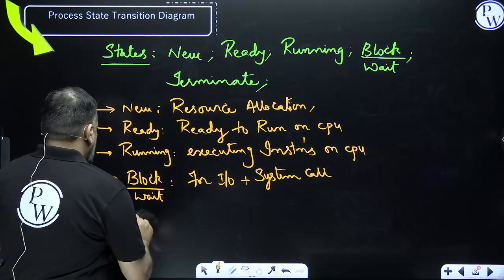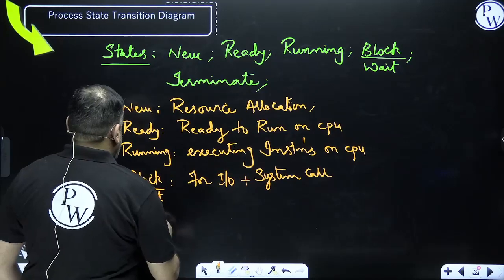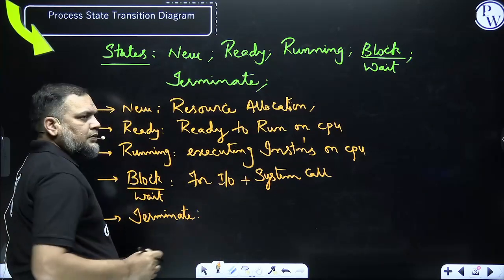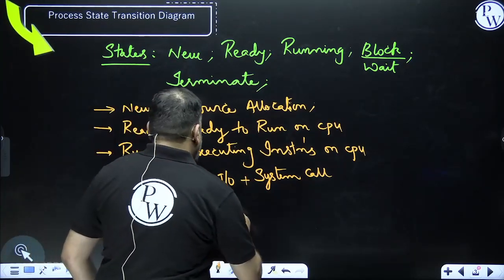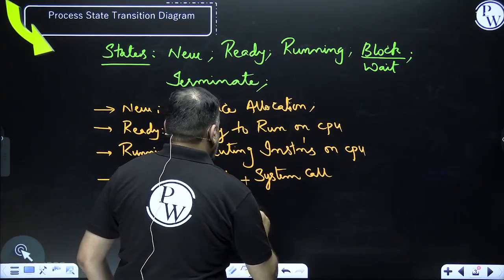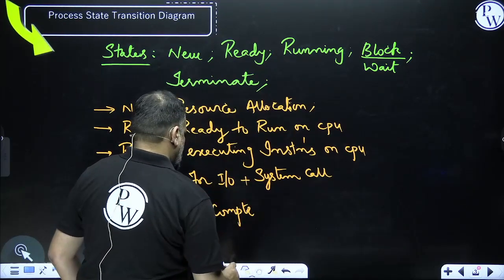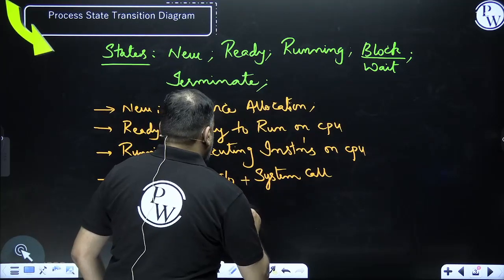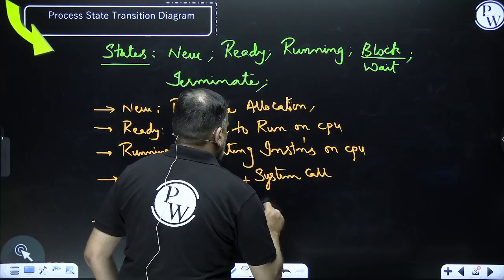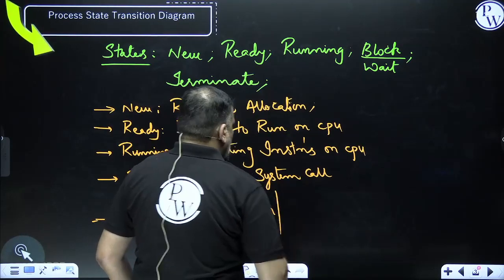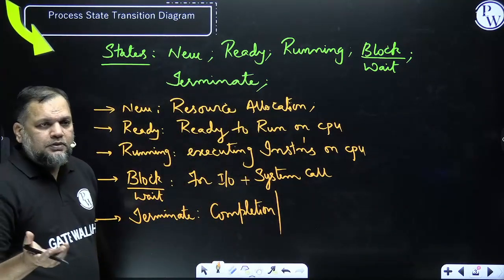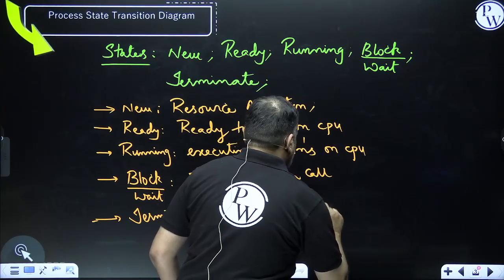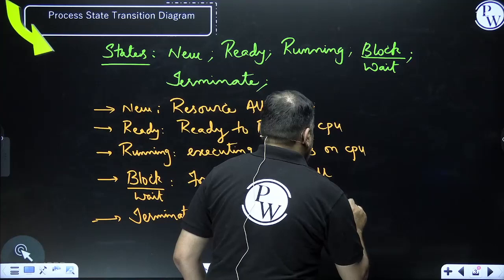Then finally, we have terminate. Now this is nothing but the process has completed all its instructions. This is completion, the state of completing the instructions. Now this completion may be a normal completion or abnormal completion.